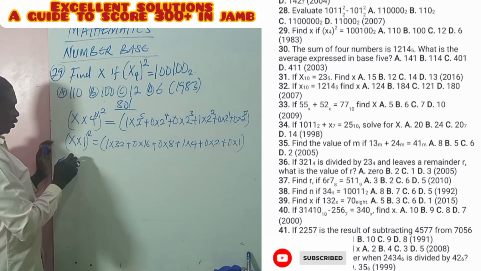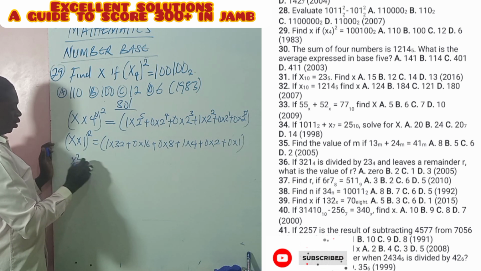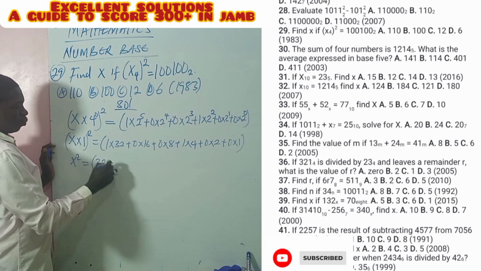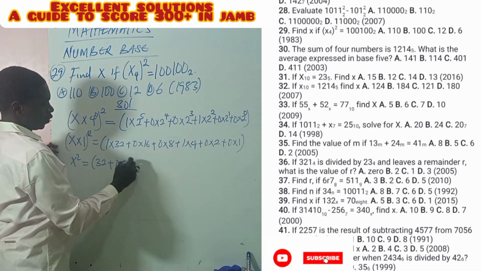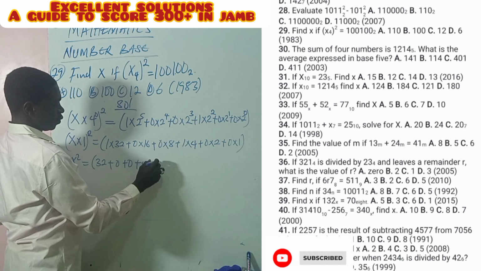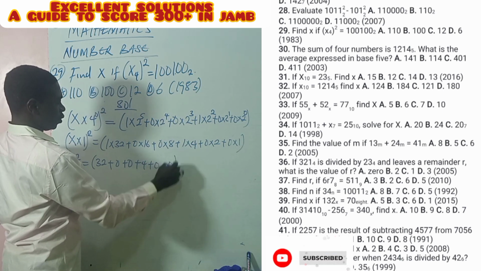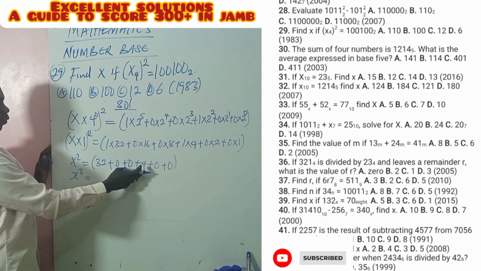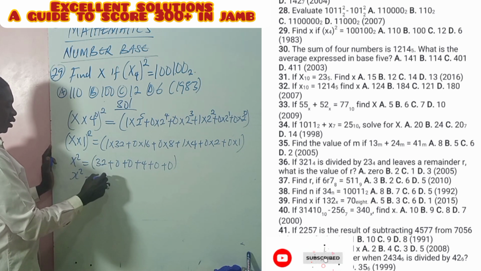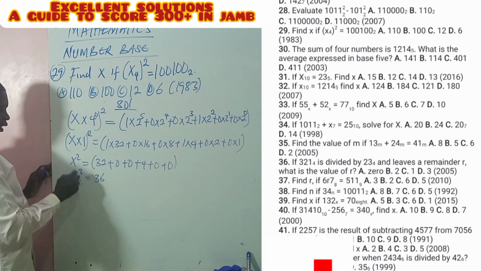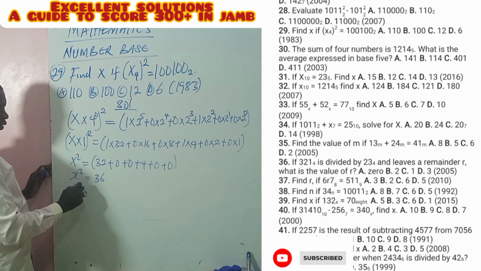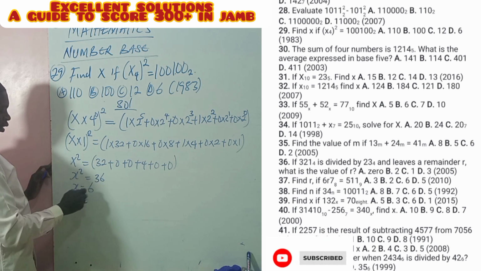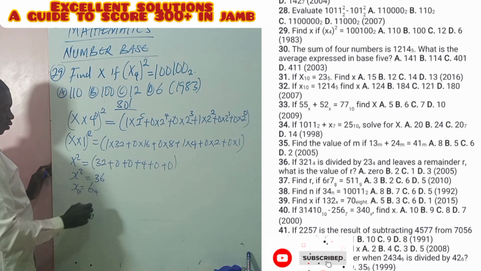So this is the same as x squared is now equal to 32 plus 0 plus 0 plus 4 plus 0 plus 0. So this is now the same as x squared equals 32 plus 4 we have 36. If we take the square root of both sides, we have x equals 6, x base 10 equals 6 base 4.